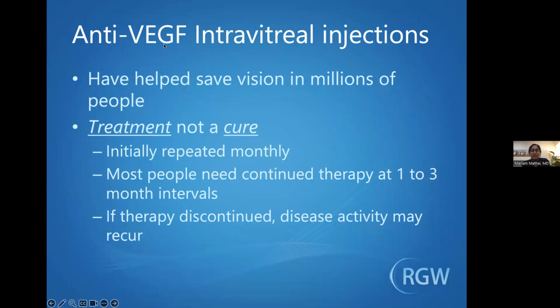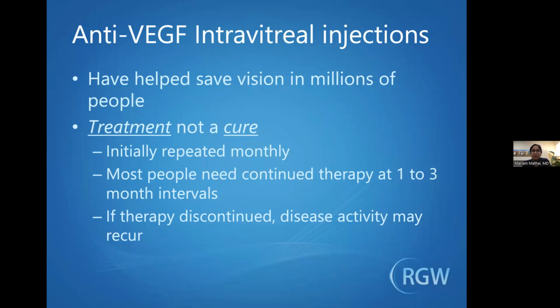Now, these injections, again, have helped save vision in millions of people. But the hardest part about them is that this is a treatment and not a cure. When you are diagnosed with age-related macular degeneration, and it's the wet type, you initially require these injections monthly until we can get rid of any blood that could possibly be there. And then we typically start treating you a little bit less over time, to where you go from like 4 weeks to 5 or 6 weeks, and then 6 weeks to 7 or 8 weeks over time, as long as your disease is under control.